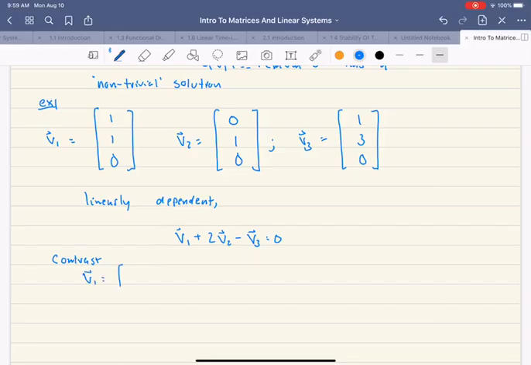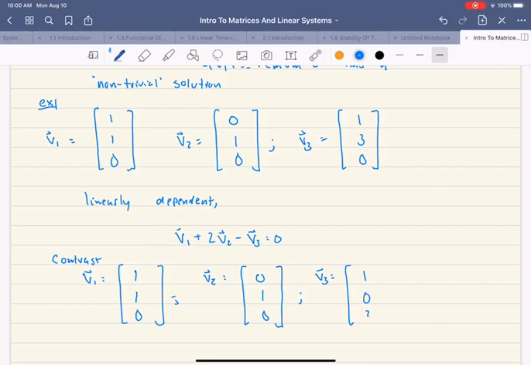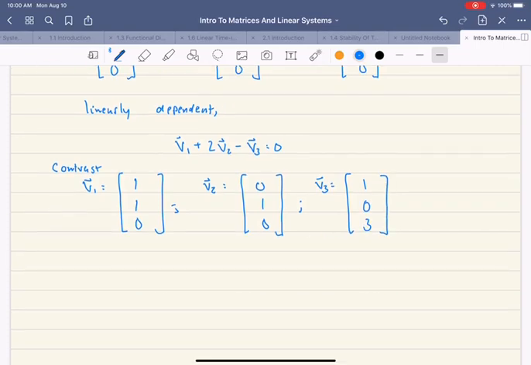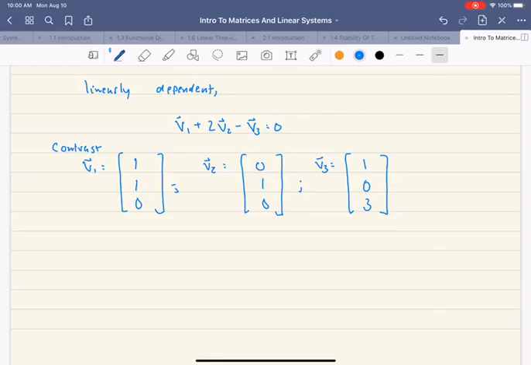Let's take v1 equals, let's keep that (1, 1, 0). V2, let's even keep that (0, 1, 0). And then v3, instead of (1, 3, 0), let's just make that (1, 0, 3). Now let's try and solve the linear combination of these three equaling 0: c1 v1 plus c2 v2 plus c3 v3 equaling 0.